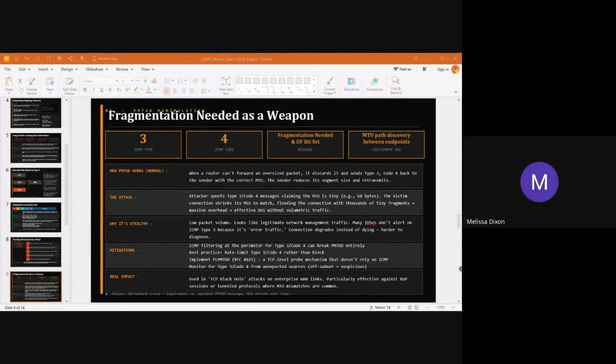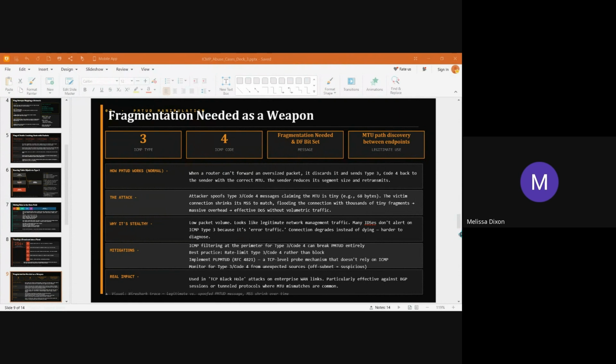So here's how it works. The host sends a large packet with DF bit set. The router can't forward it because the MTU is too small. The router sends type 3 code 4 back, which is fragmentation needed. Here's the real MTU, essentially. The host reduces MSS and retransmits. Connection works, now optimized. Okay, so that's the legitimate flow. That's how it's supposed to go, right?